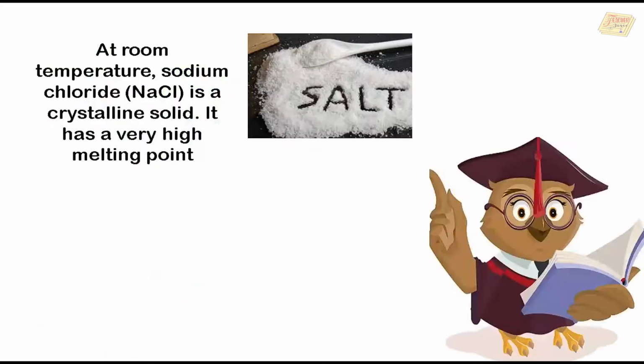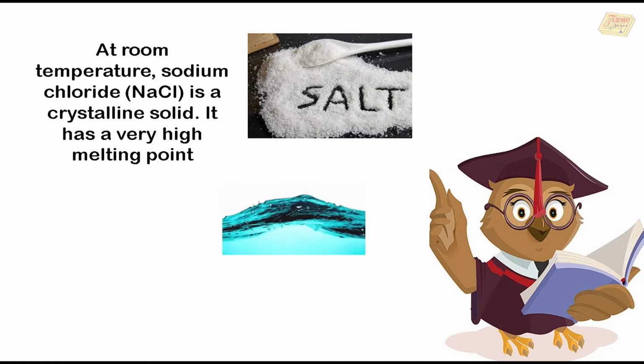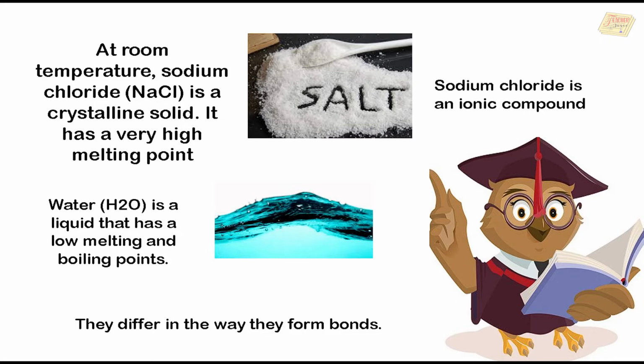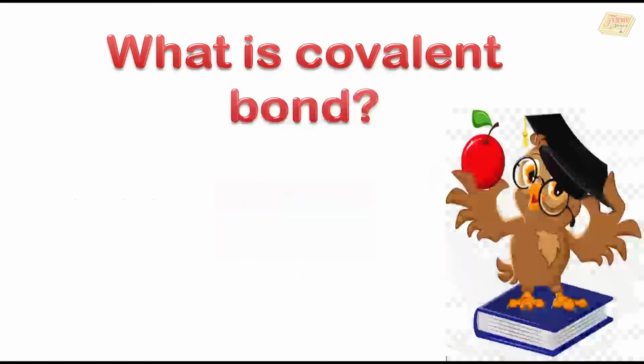Let's start now. At room temperature, sodium chloride is a crystalline solid. It has a very high melting point, while water is a liquid that has low melting and boiling points. They differ in the way they form bonds. Sodium chloride is an ionic compound. Water is a covalent compound.